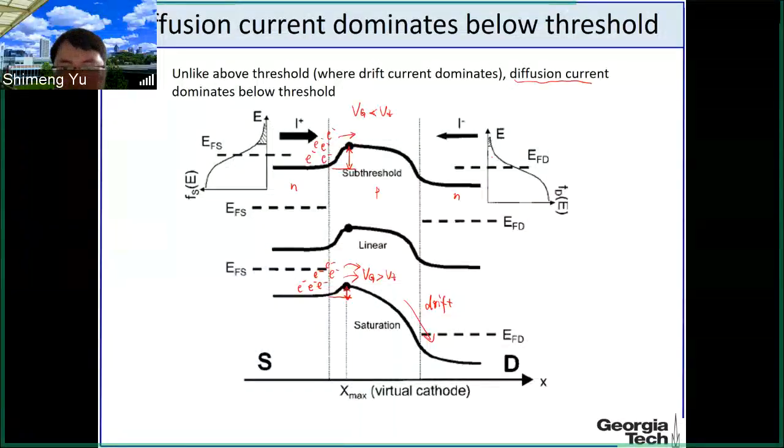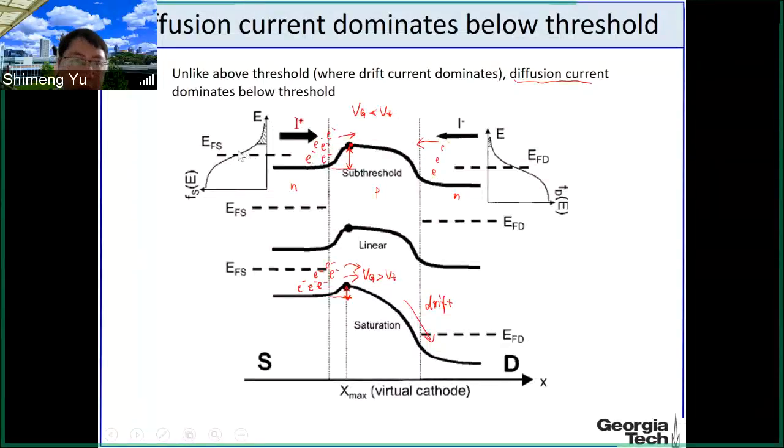On the other side, from the drain, you may also have some electrons that can diffuse over this barrier top. So we have the electron flow, let's say I plus, from left to the right, but only for the electrons that are above the barrier top and diffuse over. And also from the drain side, we will have electrons that diffuse over, but the probability is less.